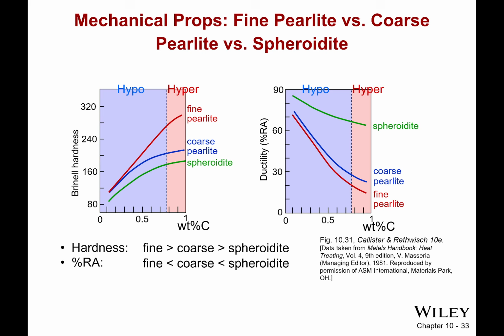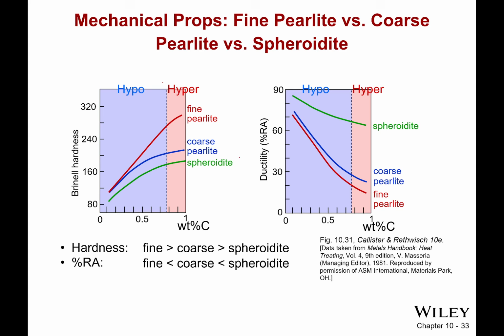Okay, now let's look at fine pearlite, coarse pearlite, and spheroidite. First off, if you're in that hypo region, well, eventually the ferrite's kind of taking over because you've gone too far away. But as we approach that eutectoid point, you see that the fine pearlite, for the same carbon concentration, is much, much stronger. It's much harder, and that also corresponds with a much greater tensile strength and yield strength. On the other hand, it has a lower ductility, but the ductility has not dropped drastically going from coarse to fine pearlite. So for fine pearlite, you're going to have high strength and just slightly less ductility.